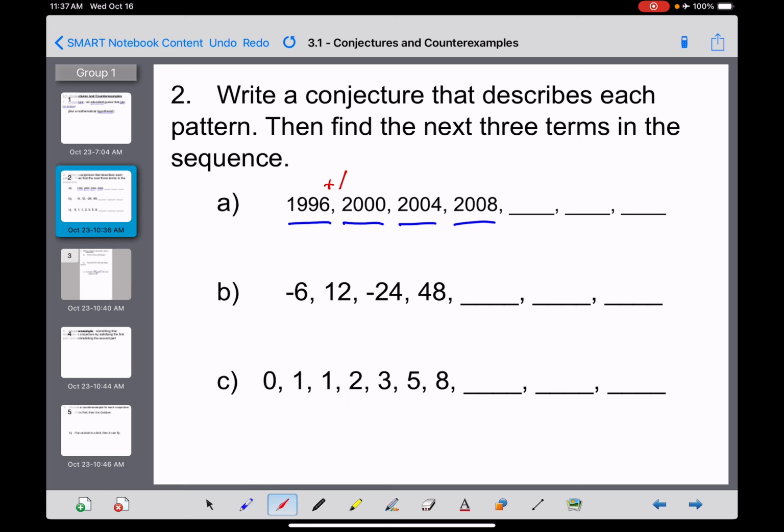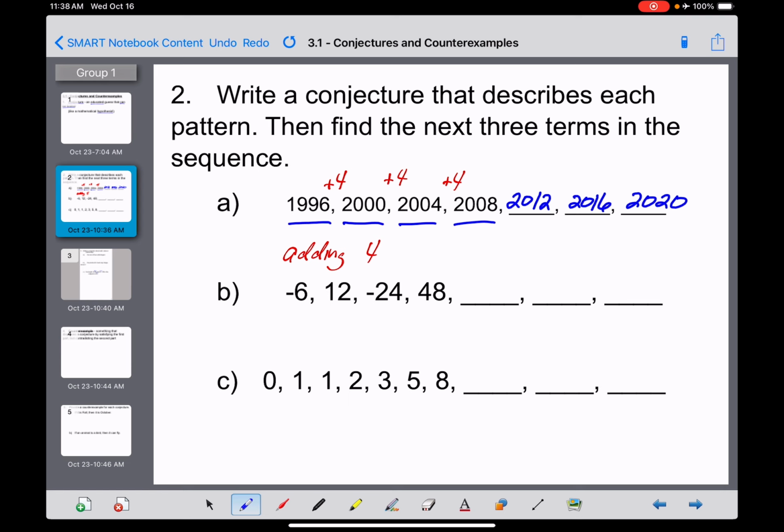As we can see, we're just adding 4 to get from 1996 to 2000, and that same idea of adding 4 works to get us to 2004 and 2008. And so our conjecture right here, I would just say, is simply that we are adding 4 each step along the way. That would be my conjecture. Now filling in the next three terms in the sequence, I would just keep adding 4 to 2008, which would get us 2012, plus another 4 would be 2016, and another 4 would get us to 2020. And that's what's going on with example A.